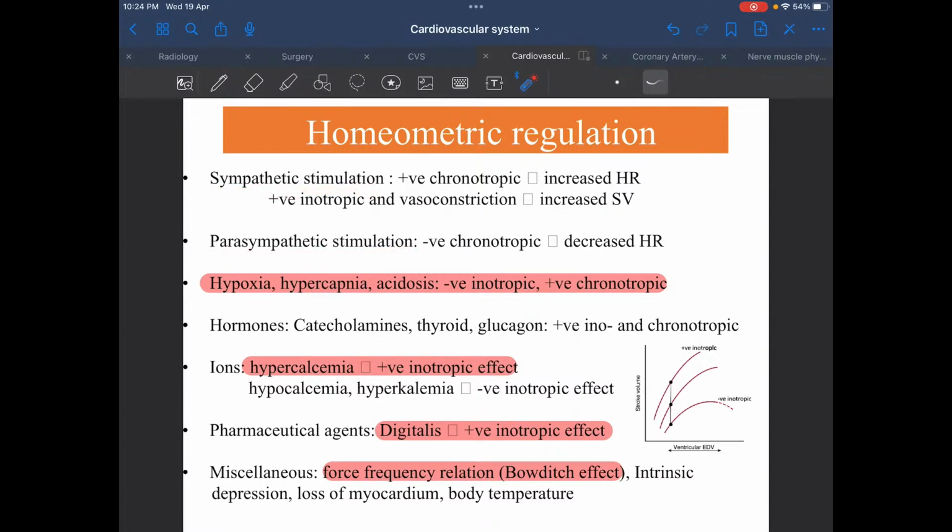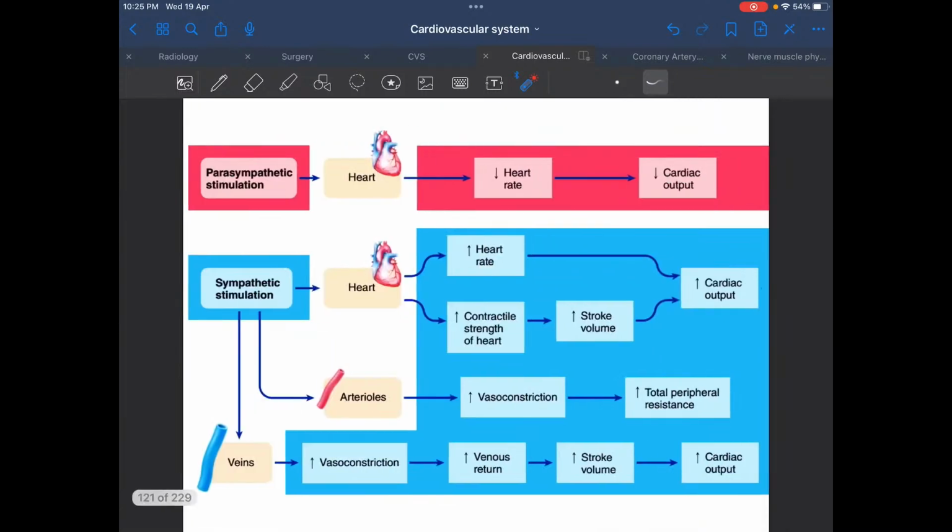We discussed the different factors, that is hypoxia, hypercapnia, acidosis, how it is negative inotropic, right? We discussed hormones as well, like catecholamines, thyroid, and glucagon in particular. We discussed the ions, that is hypercalcemia has a positive inotropic effect. We discussed digitalis as well, how it has a positive inotropic effect. And we also discussed the force frequency relation, that is your Bowditch or staircase phenomenon. Whenever there's an increase in the heart rate, we're going to see a positive inotropic effect. Okay? Right.